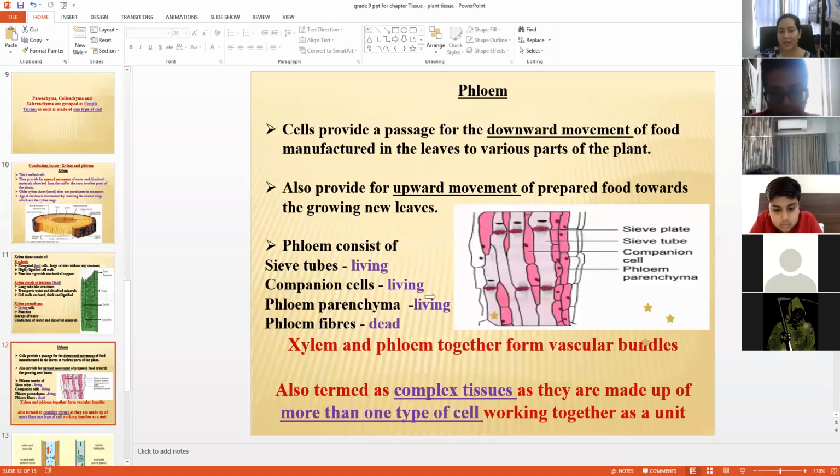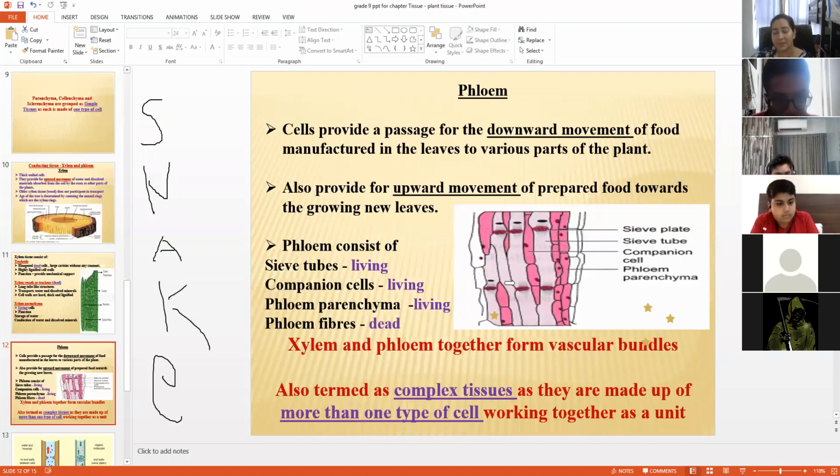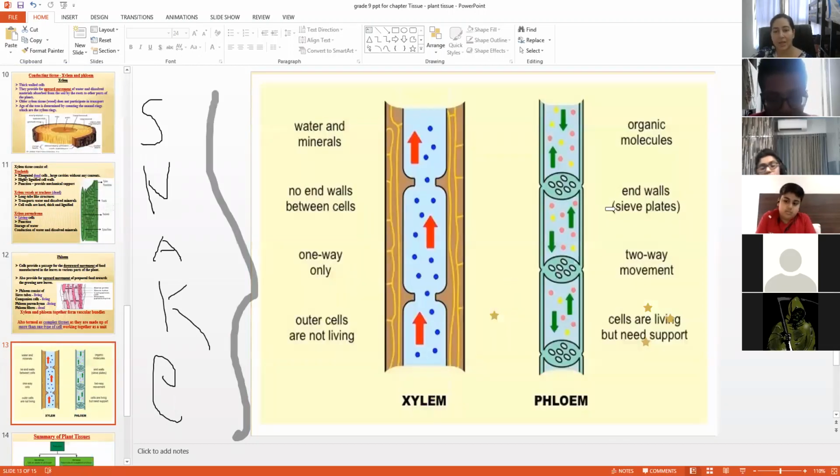Now, students, xylem and phloem together are called the vascular bundles and they are called complex tissues. Why? Because this single tissue is made up of different types of cells. However, in the earlier section, they were called simple tissues because each tissue was made up of one single type of cell. Here each tissue is made up of different types of cells and hence they are called complex tissues.